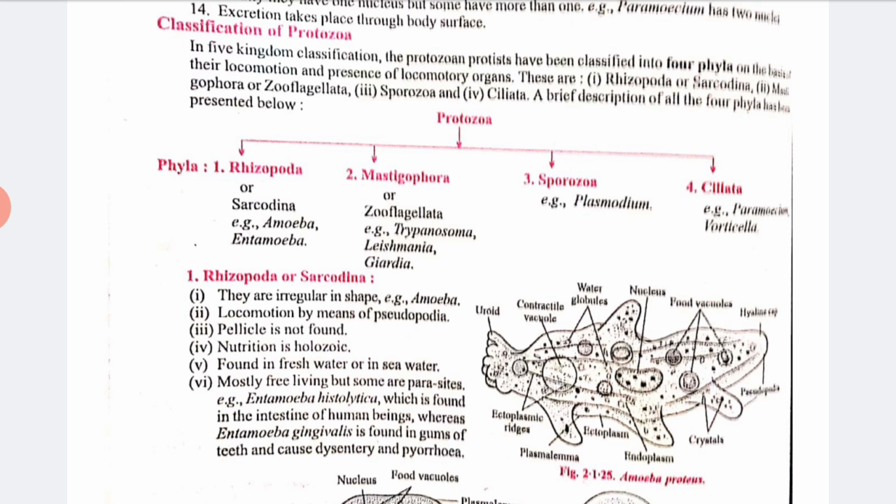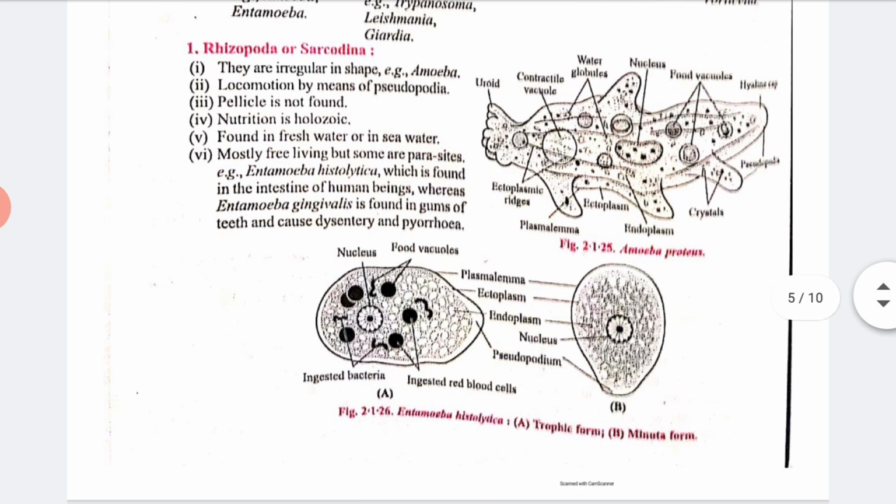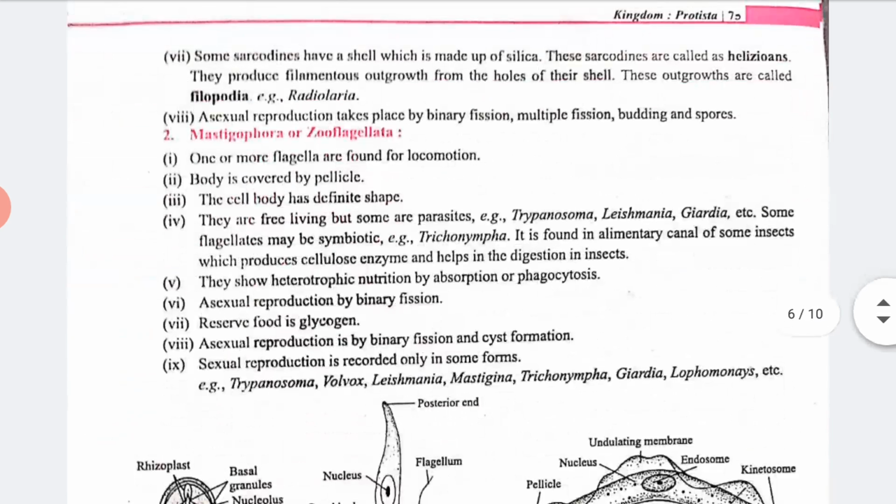They are irregular in shape like amoeba. Amoeba also does not have any defined shape, right? Locomotion is by means of pseudopodia, and pellicle is not found. Now nutrition is holozoic. Clear? You can see here in this structure. Yes. Now next we will talk about the Mastigophora.